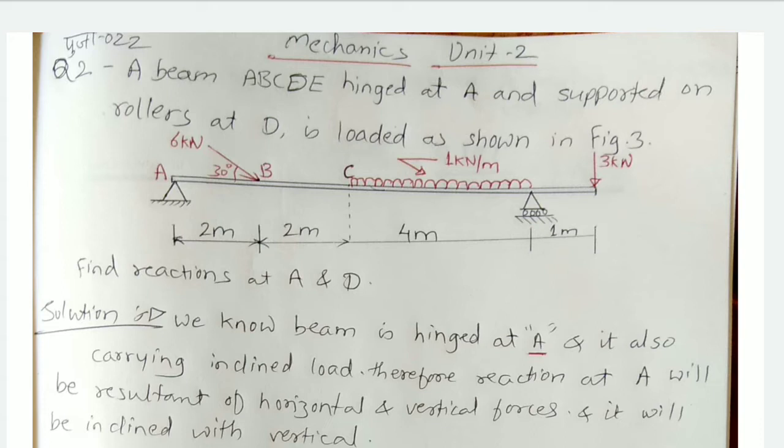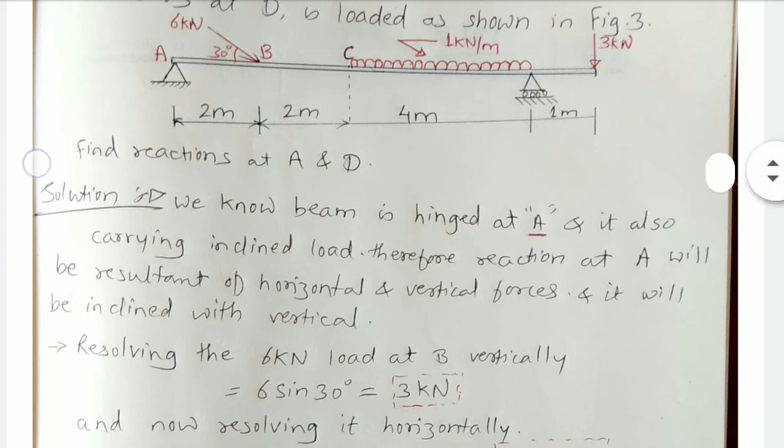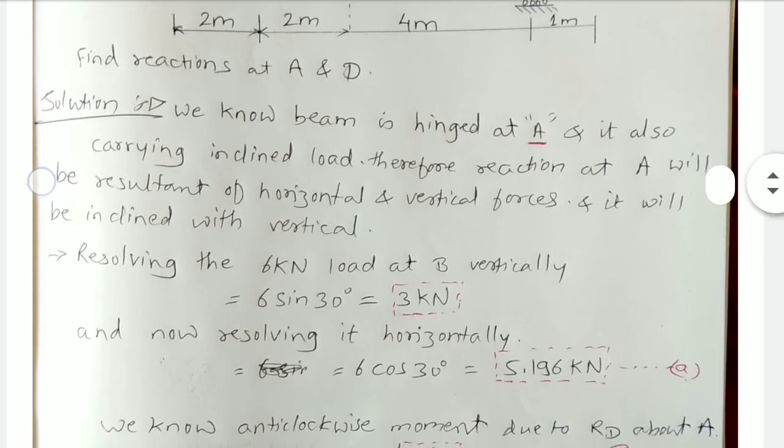This point A is your hinge support and point D is your roller support. So as we know, the beam is hinged at point A and it is also carrying the inclined load of 6 kilonewton. Therefore the reaction at A will be the resultant of the horizontal and vertical forces, and it will be inclined with the vertical. Means we also have to find the angle of inclination of the resultant reaction at A. So let's start solving it.